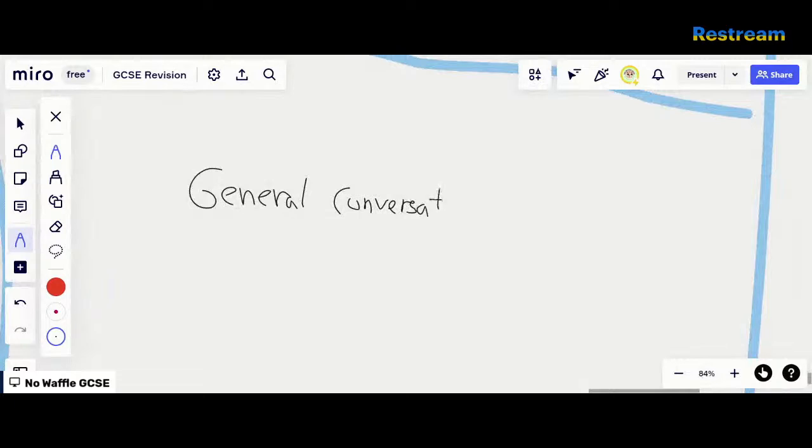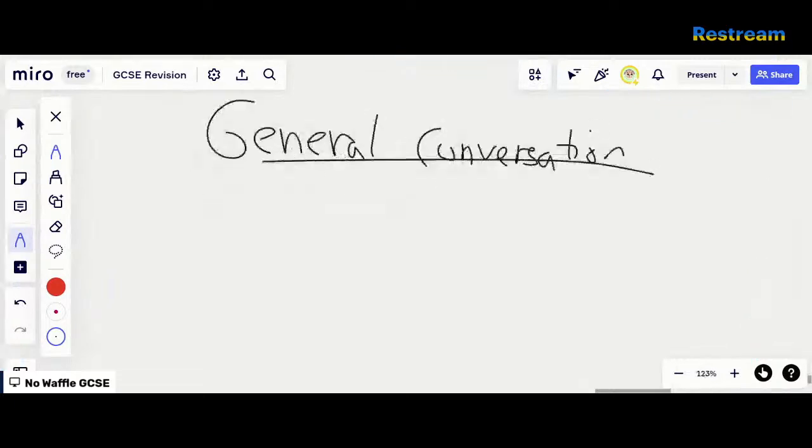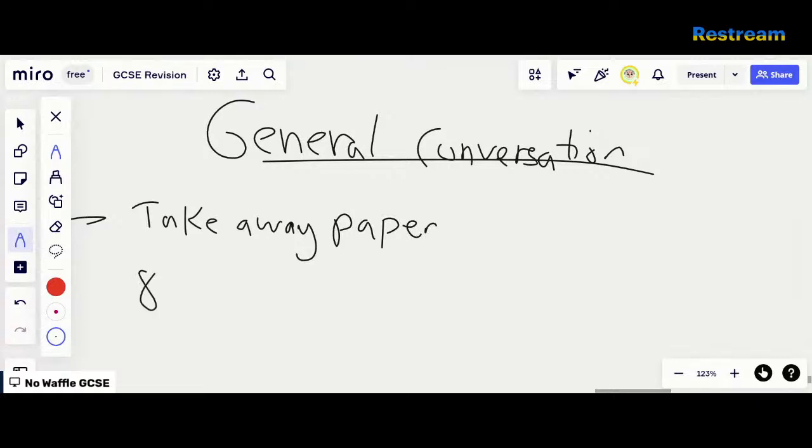General conversation, the thing that people fear the most. So just before this, your teacher or whoever's doing your exam will take away your paper. And this paper is a thing that you've been doing your preparation time on, all your notes. Take it away. And then what happens is your teacher will be given roughly 8-ish questions.